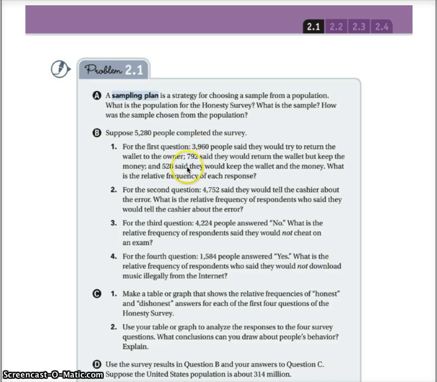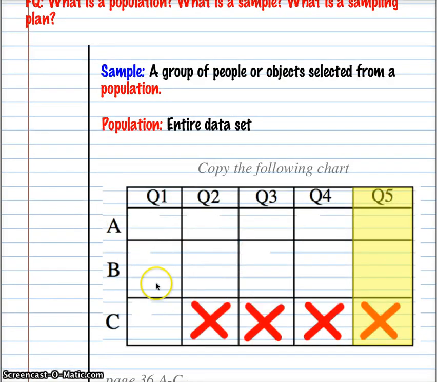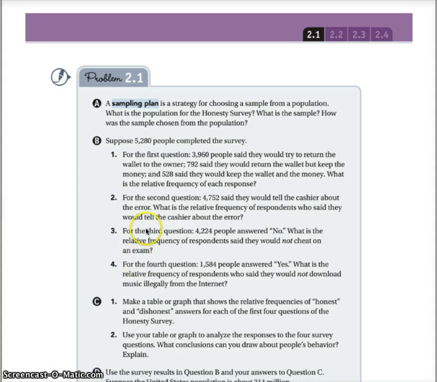792 to part B. So they give you all the parts you need to fill in this chart. Once you fill in this chart with the responses from each question, it's going to ask you to find the relative frequency. The relative frequency is just the frequency we did last class. It's finding the percentage of people who responded to each section.